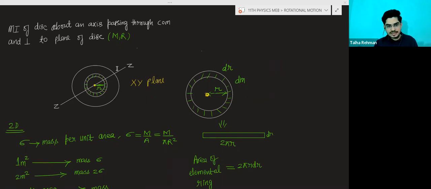So remember this axis is perpendicular to the plane like this. If this is the plane of the disk, this axis will be perpendicular like this and passing through the center of mass.